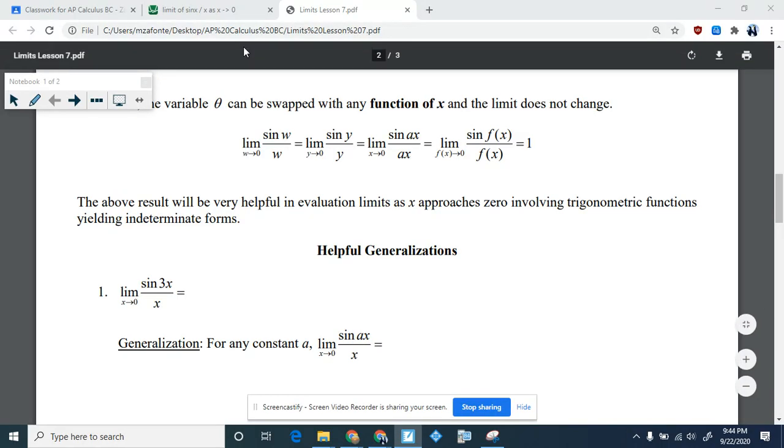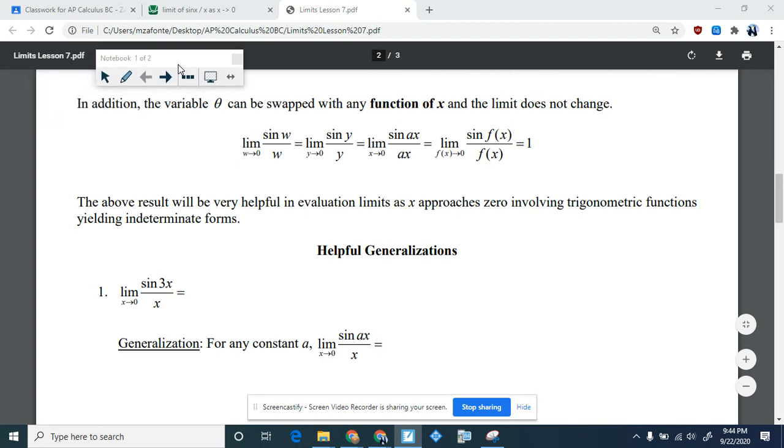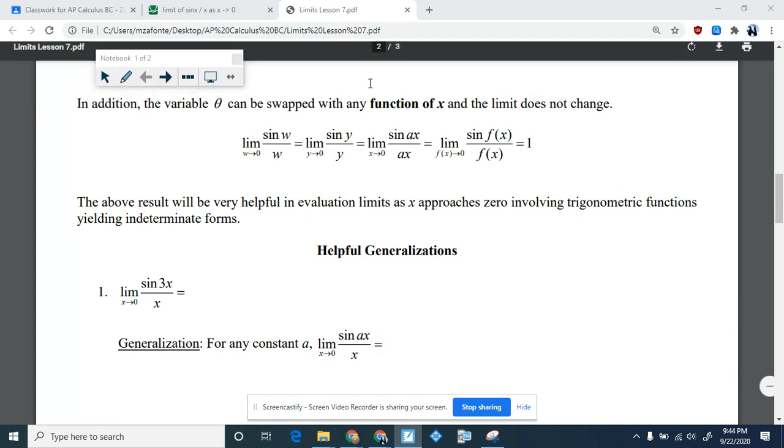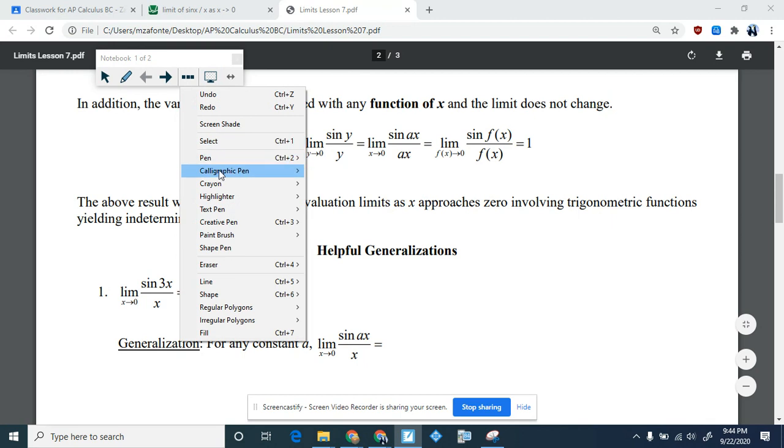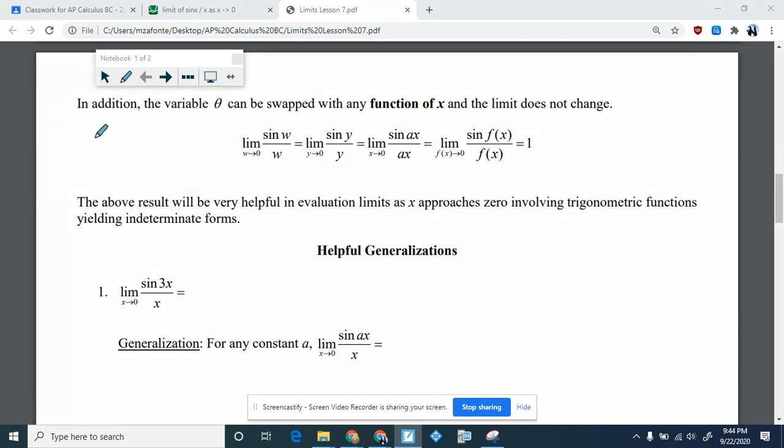We are going to play off of what we proved in our last video. We actually proved that the limit of sine x over x as x goes to 0 is 1. We did a whole big squeeze theorem proof, and we proved that the limit of sine x over x as x goes to 0 is 1.